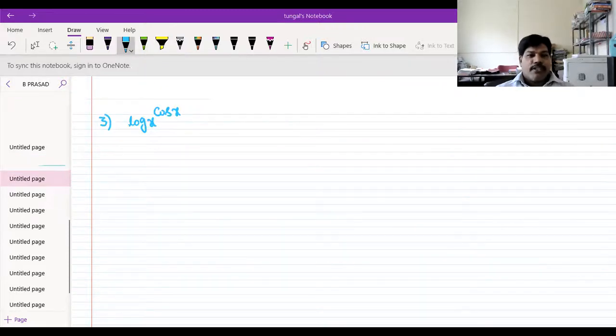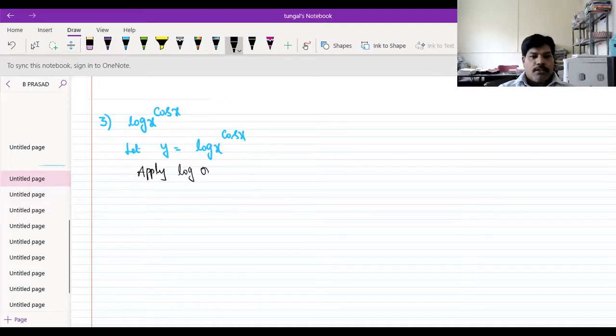See the next question, students. What is the question? log x power cos x. So how to differentiate this function, students? First, I will take, let y is equal to log x power cos x. Then apply the log on both the sides. So what happens if we apply the log on both the sides?